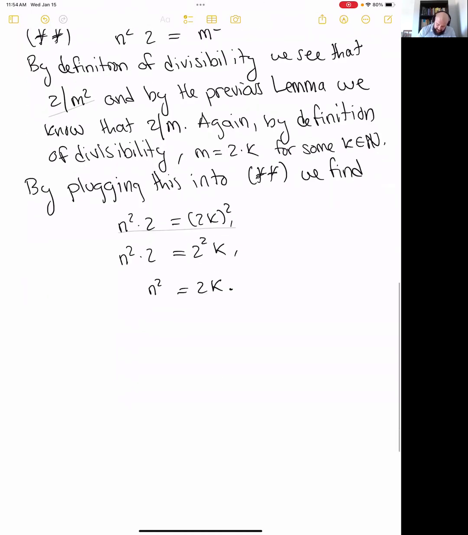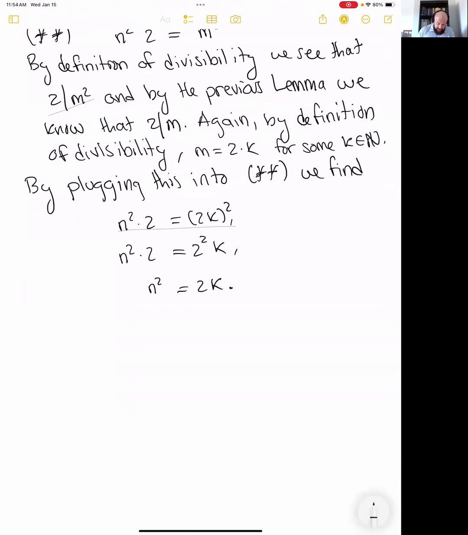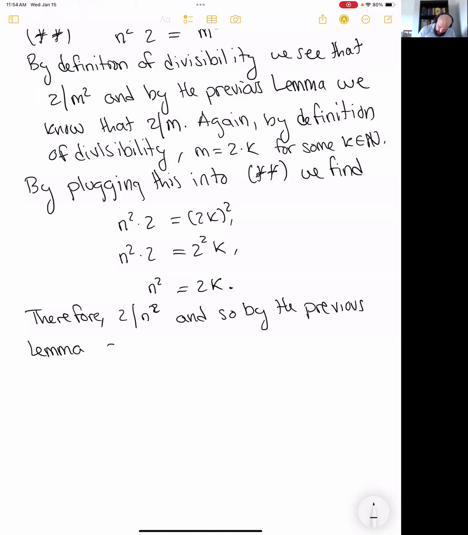Okay, but now I get another very simple observation similar to one I made before. So therefore, 2 divides n squared now. And so by the previous lemma, 2 divides n. So n is equal to 2 times something, 2 times L for some L in the natural numbers.